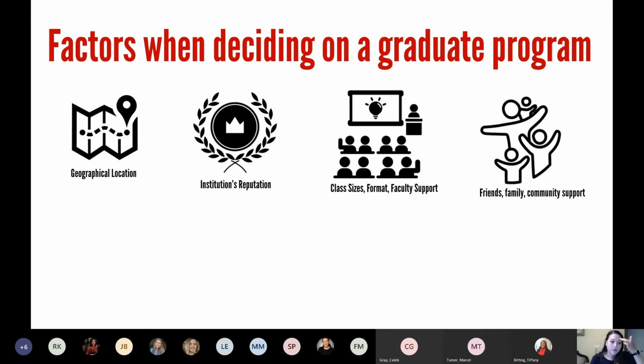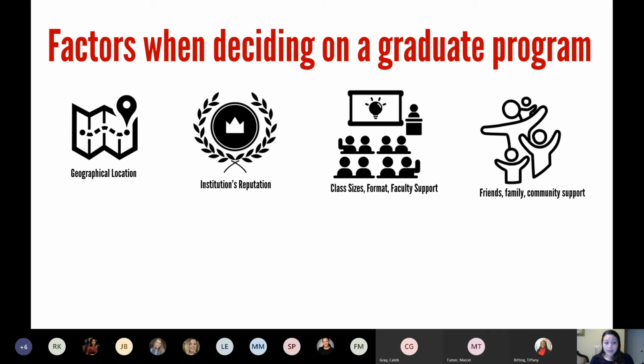Friends, family, and community support. I bring this up because it's happened on more than one occasion that students tell me that they might be targeting one or two specific schools because they have friends who live near that city, or they have family that they can stay with while they're in school. Or maybe I have this community support already built here, so maybe that's why I choose this university or this program. So again, this could be a really important factor.